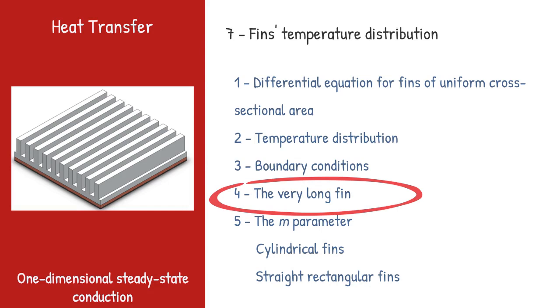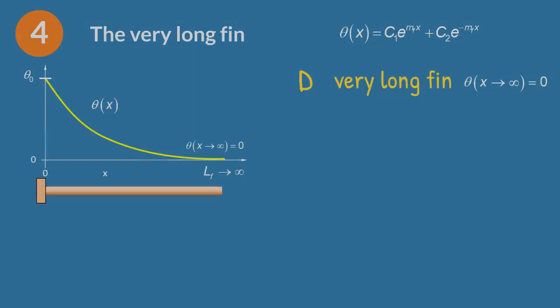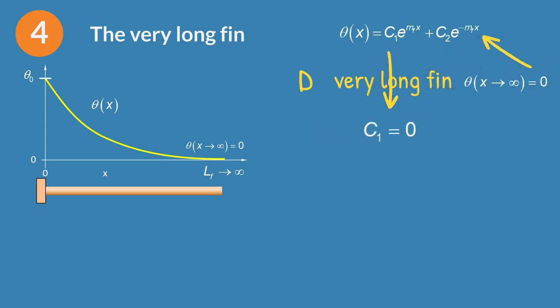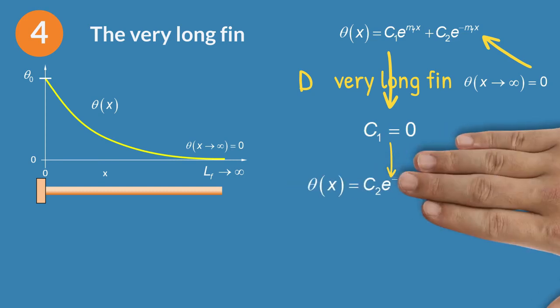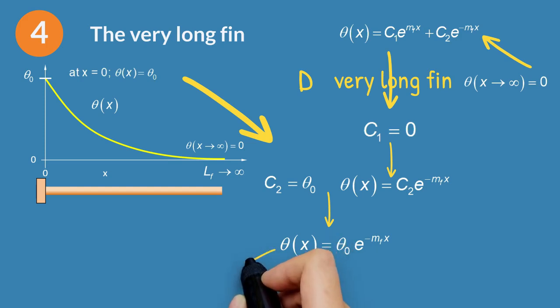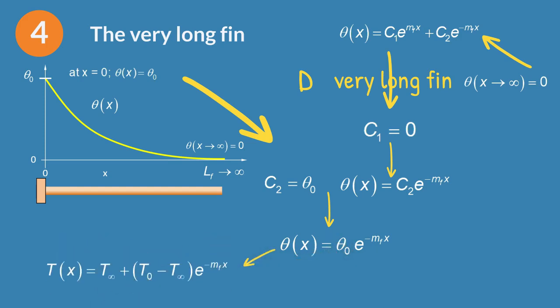How does the temperature distribution look for a very long fin? The temperature distribution is an asymptotic curve where the fin temperature approximates the fluid temperature at infinity. As a consequence, C1 is 0. The other boundary condition is that for x equal to 0, the excess temperature is theta 0. Applying this boundary condition, we find the excess temperature function. And from this, the temperature distribution along the fin.